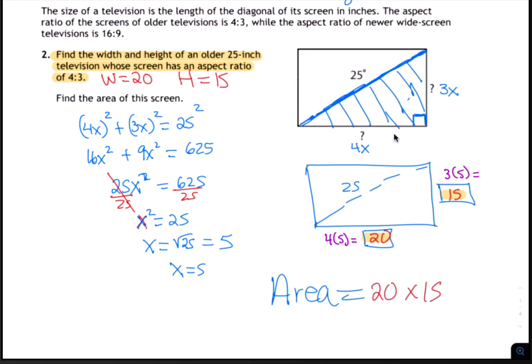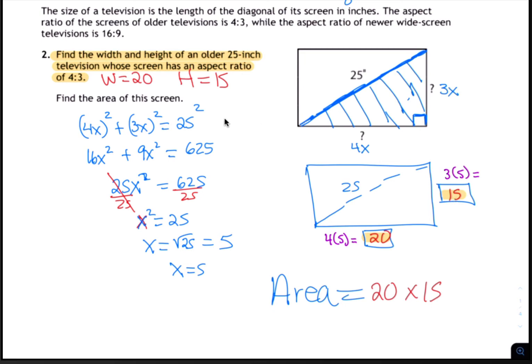Now we can find these lengths because this side is 4x and x is 5. So that means 4 times 5 makes 20, and 3 times 5 makes 15. So the dimensions of a television screen whose diagonal is 25 are a width of 20 and a height of 15.